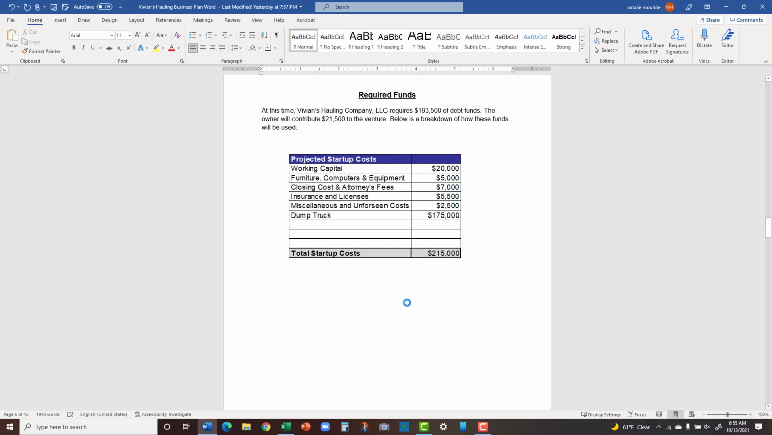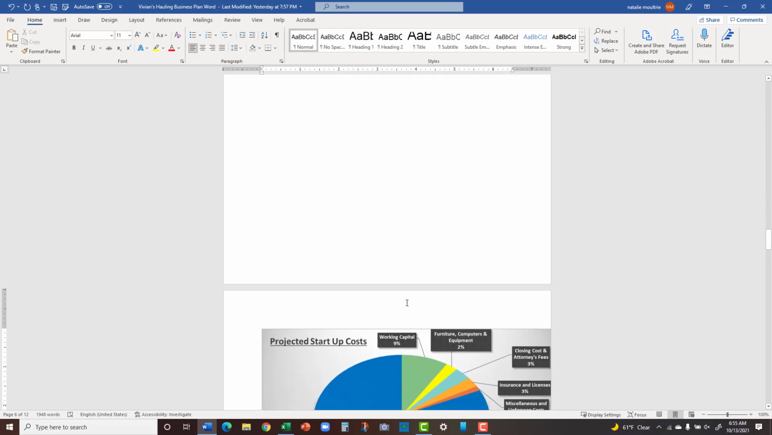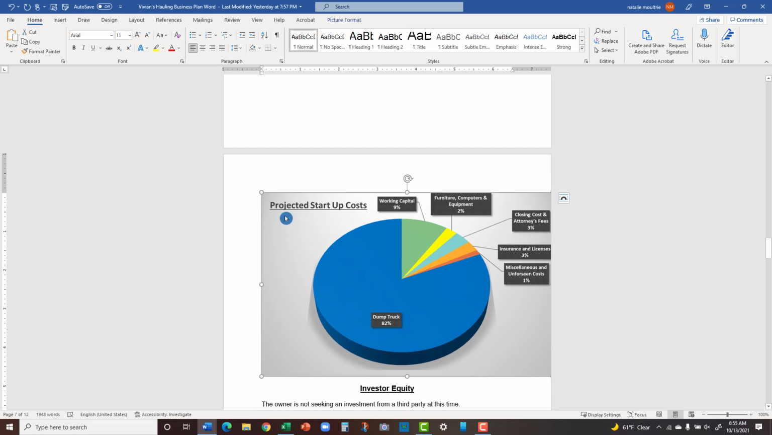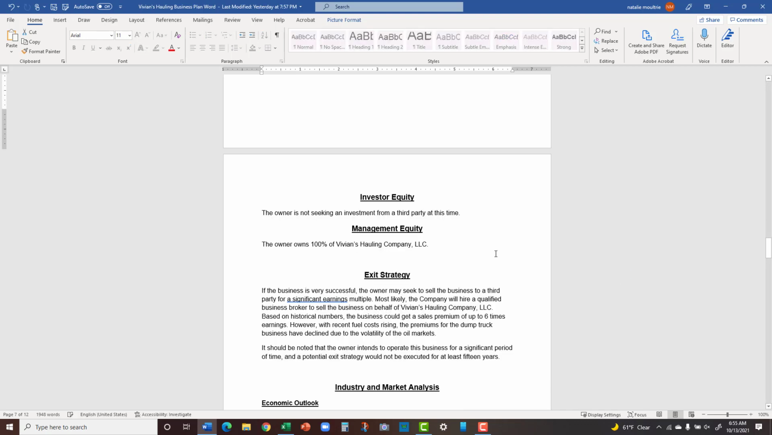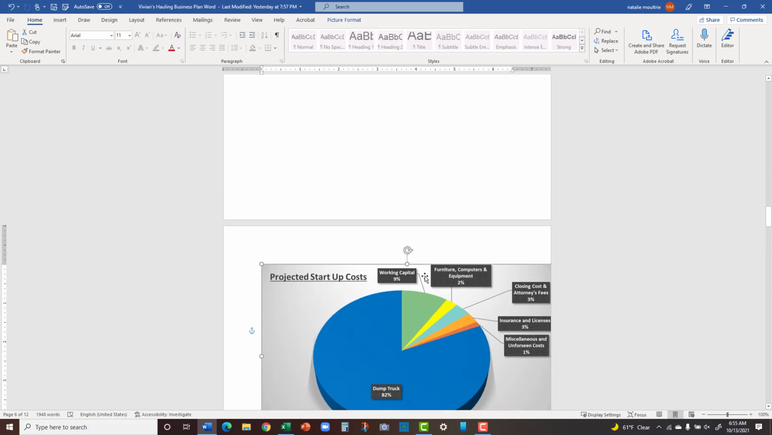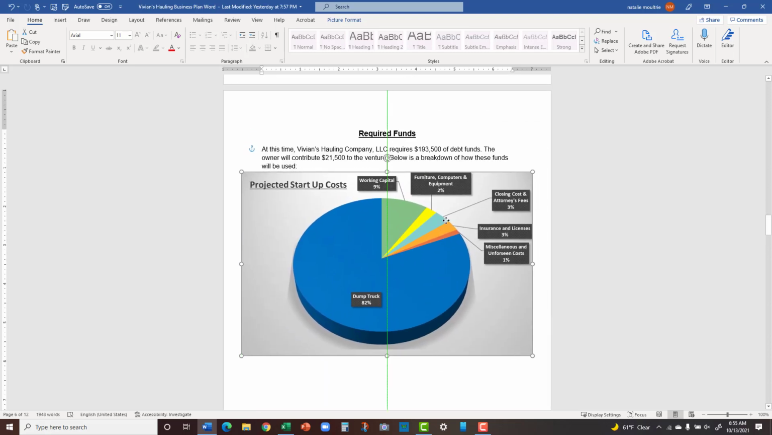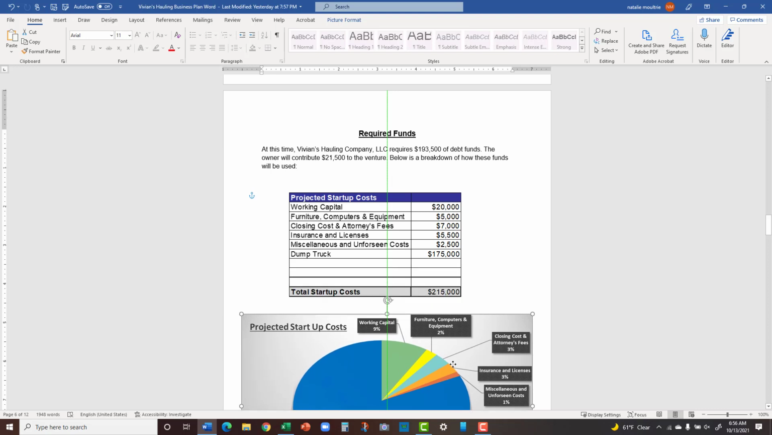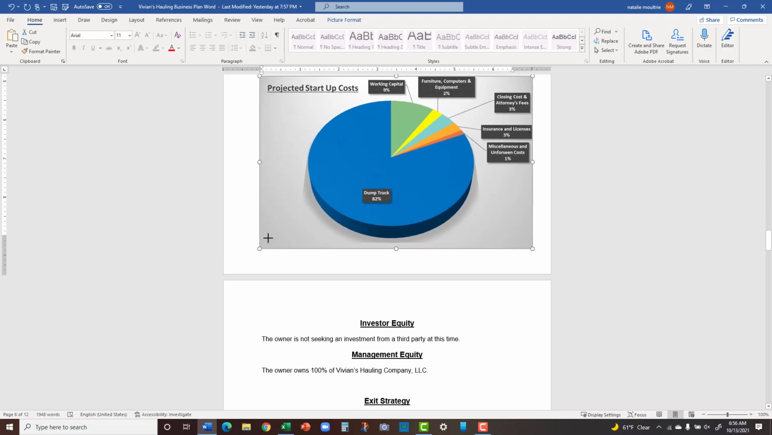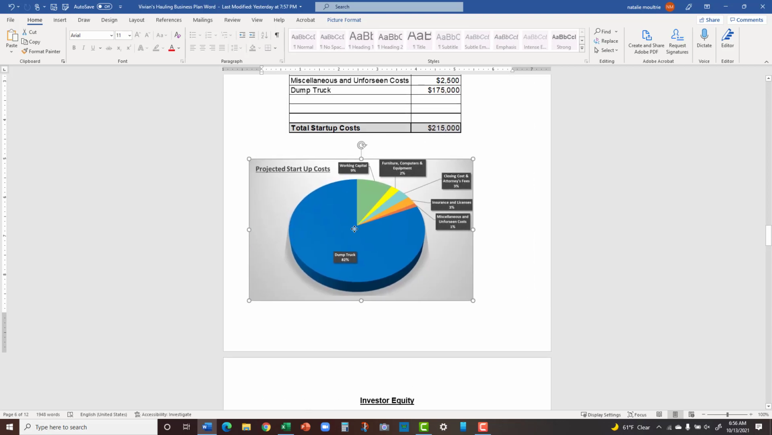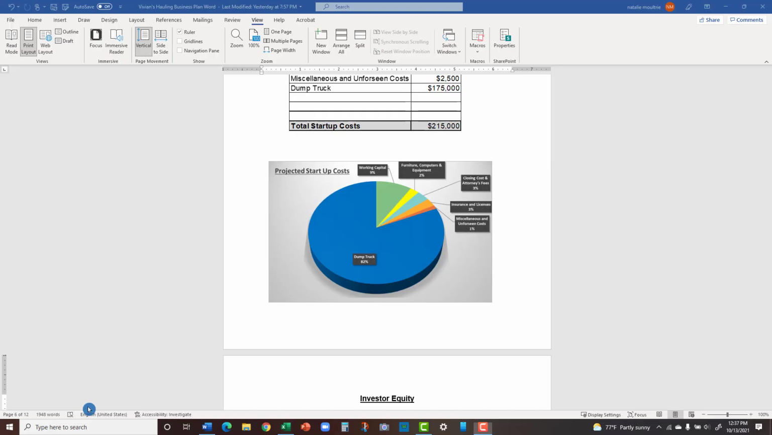Now you'll notice that it didn't pop in, so what happened, it actually jumped down to the next page. So now you want to select the picture, select the layout option, and then select in front of text. Okay, so that moved it back up to the top page. And then again, we can move the chart around. You can resize it as well. All right, so now that we have that done, let's go back to our spreadsheet and talk about the financial statement for the business plan.